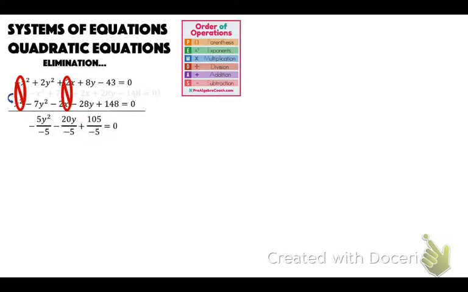Divide by that negative 5 and you get y squared plus 4y minus 21 equals 0. Factors, see what multiplies to be negative 21, adds to be 4. It happens to be 7 and negative 3. So then we get y equals negative 7 and y equals positive 3.